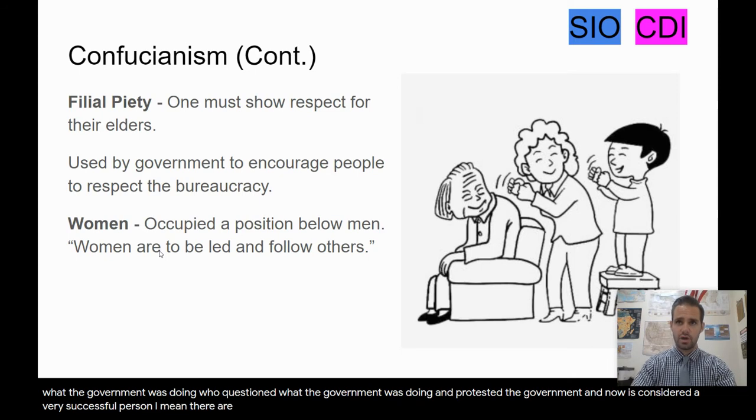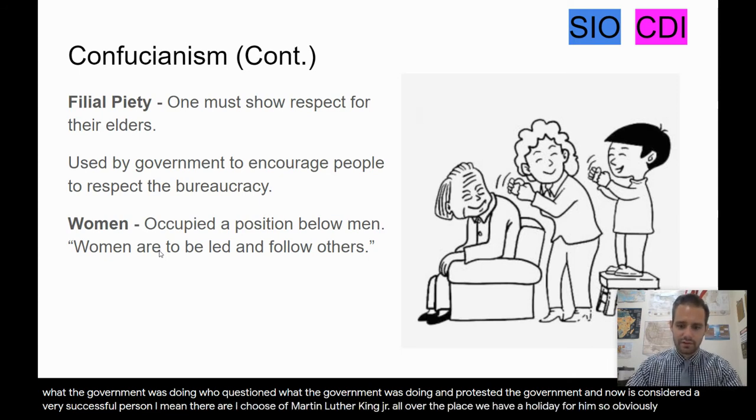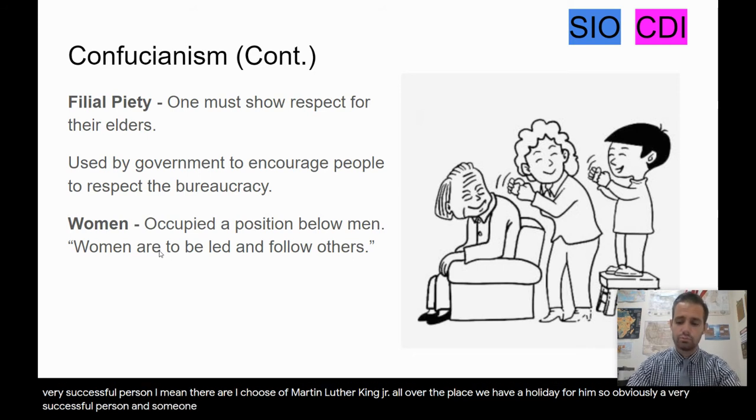I mean, there are statues of Martin Luther King Jr. all over the place. We have a holiday for him. So obviously a very successful person and someone who we should admire.